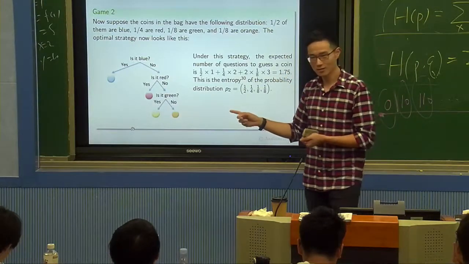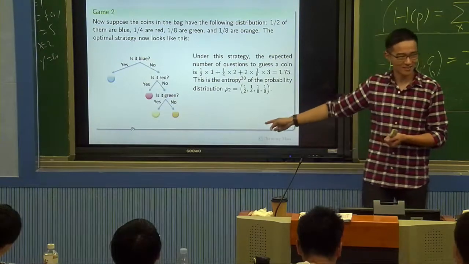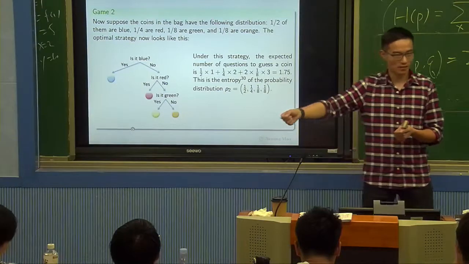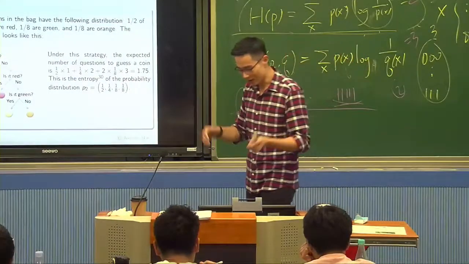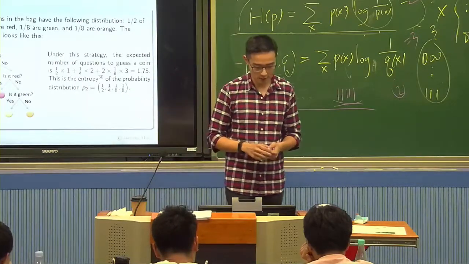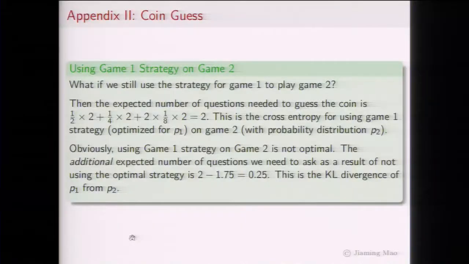What is KL divergence? 0.25, right? KL divergence is basically the difference between the two. Okay? How many additional questions we need in order to answer if we assume the wrong distribution, right? So that's the information theory example, sort of an origin of all these different concepts.